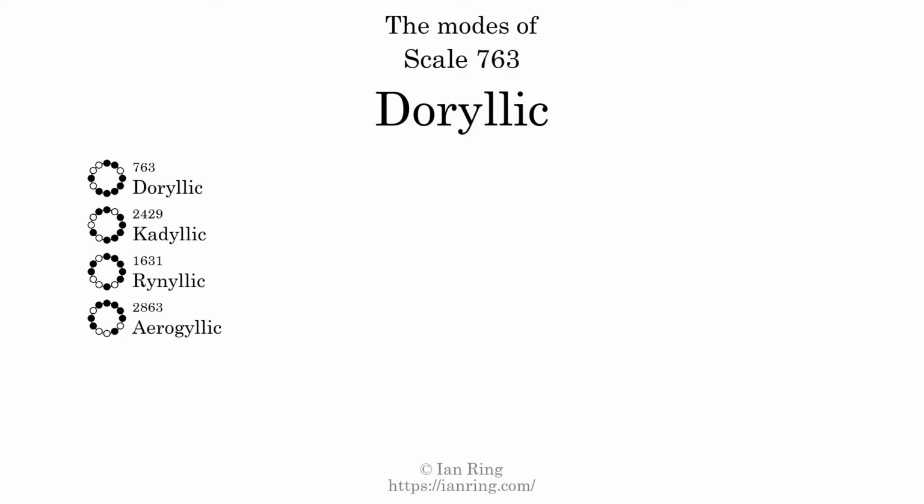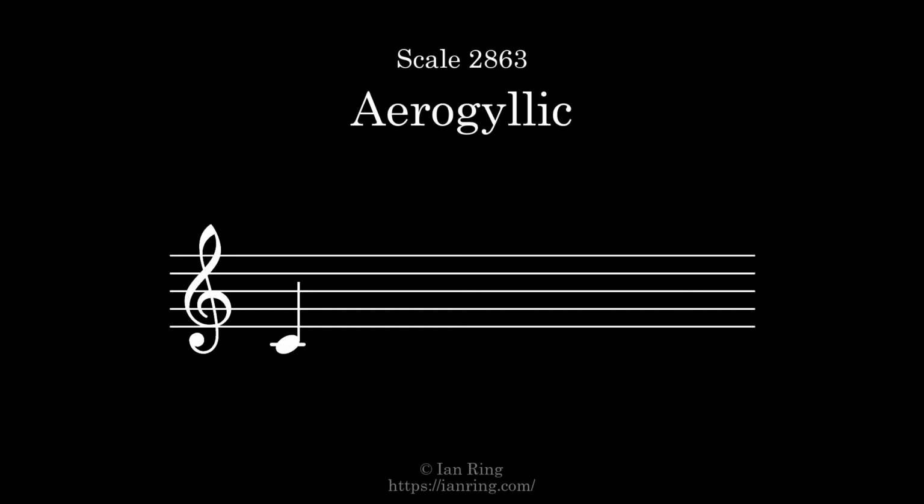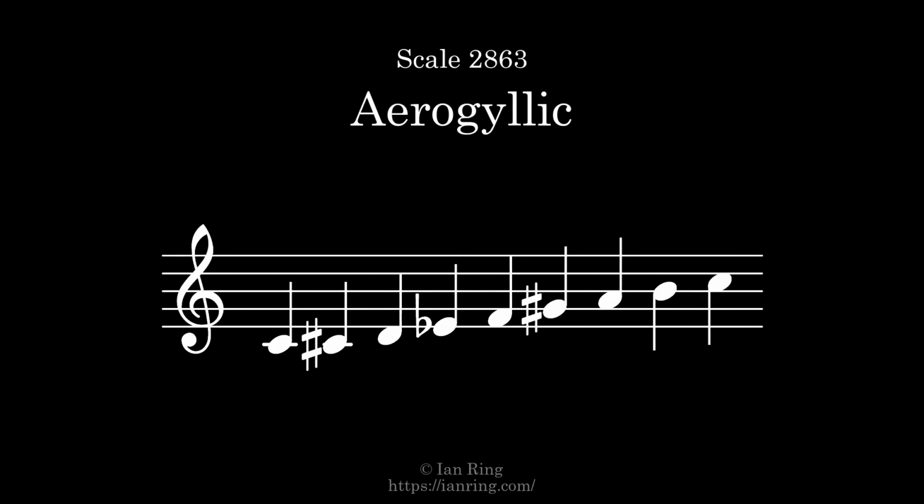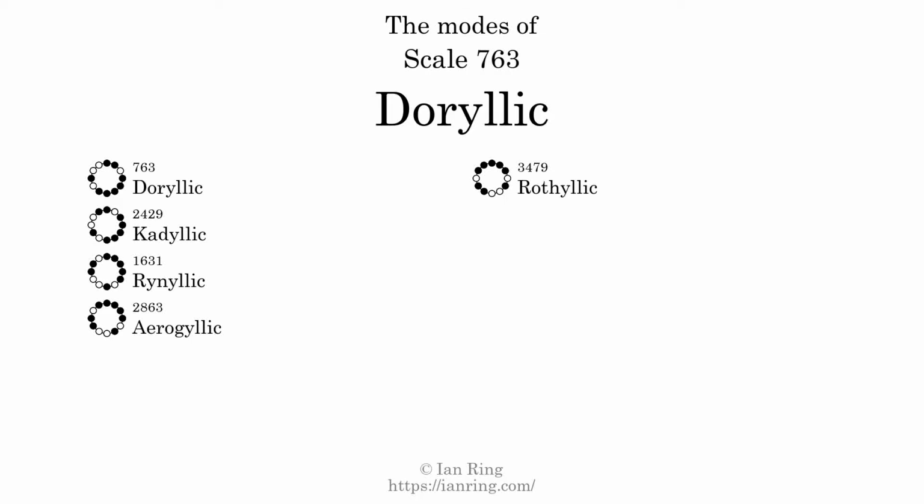The fourth mode is scale 2863, also known as Doryllic. It sounds like this. The fifth mode is scale 3479, also known as rotational. It sounds like this.